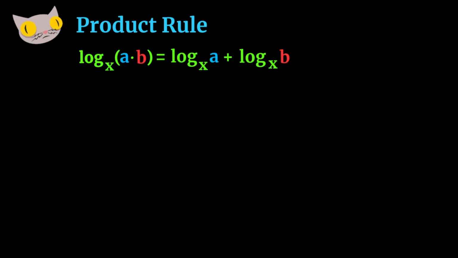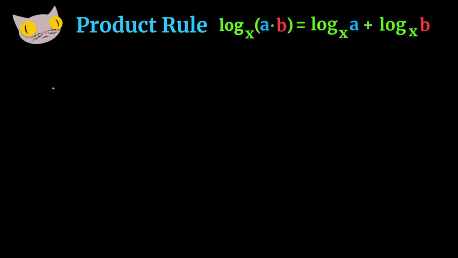Next, we have the product rule. This states that if we have a log of some base of two variables that are being multiplied together, we can break that up into two separate logarithms for each of the variables and then add that together. Let's go ahead and prove that. So let's say we have some number m is equal to log base x of a, and then we'll have some number n set equal to log base x of some number b.